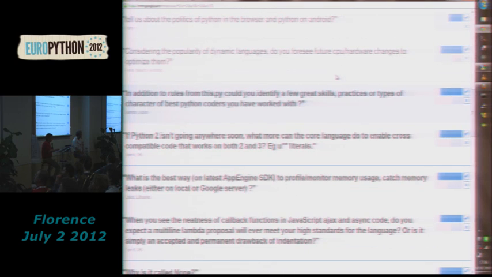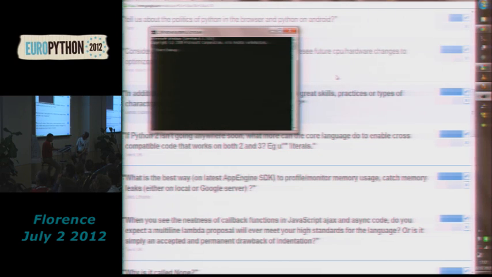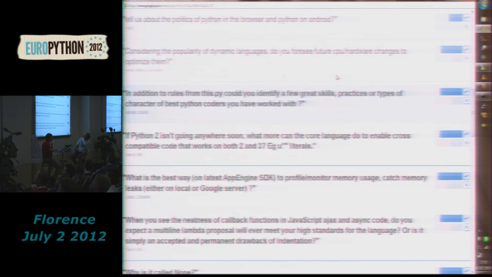In addition to the rules from this.py, could you identify a few great skills, practices, or types of character of the best Python coders you have worked with? Beautiful is better than ugly. I sort of know what this.py is, although I usually refer to it as the Zen of Python. Practices or types of character. I can't read the rest. Of best Python coders you have worked with.